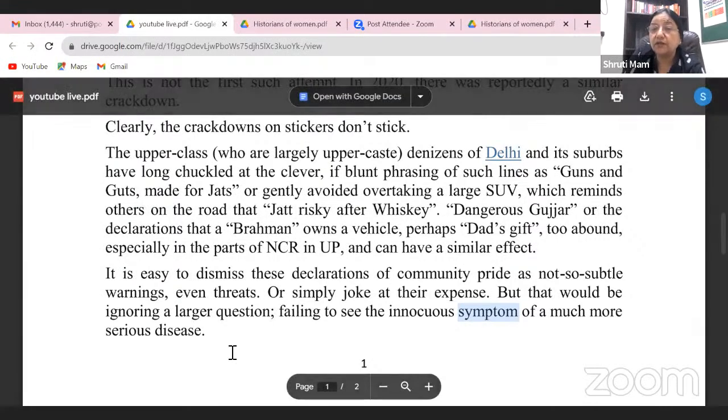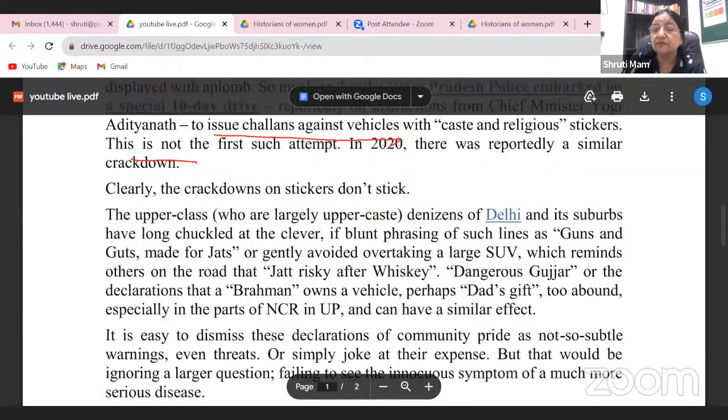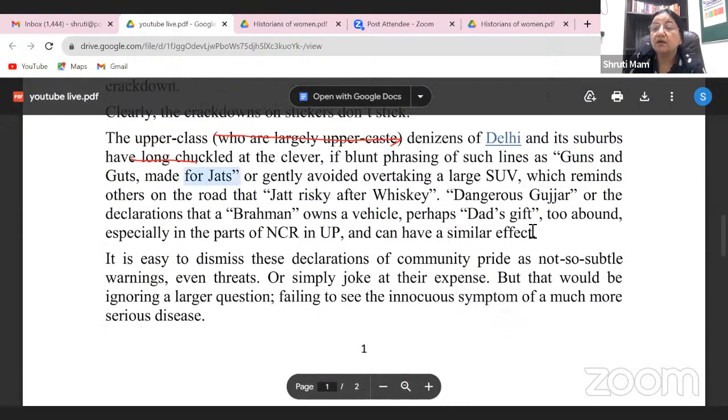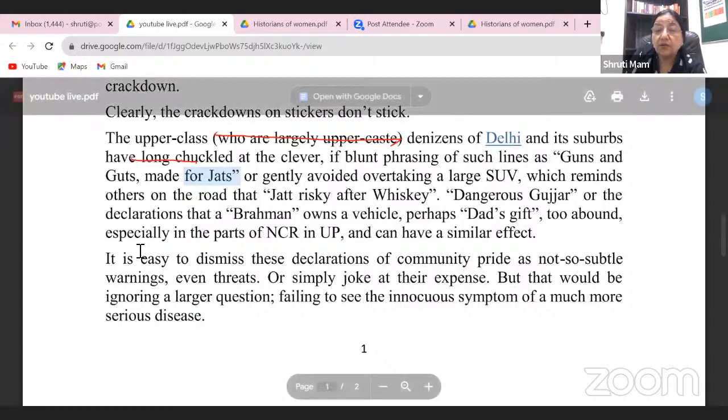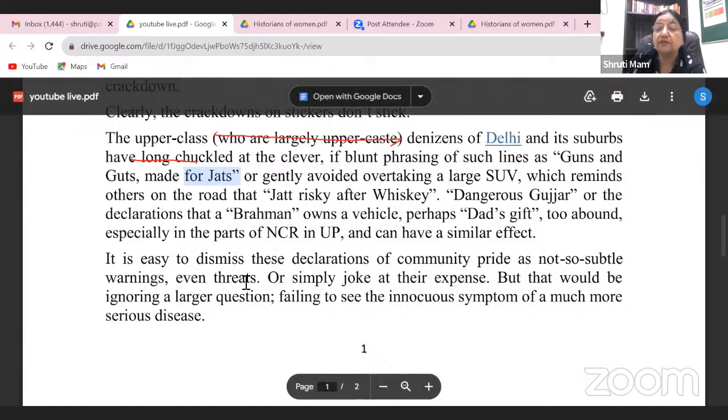Second thought, second conclusion that we work out. Look at first topic we worked out, that there are these challans, but these challans are not going to stick. Crackdown on stickers don't stick. Second paragraph, he says the upper class have long chuckled at the clever, if blunt phrasing. But now these are examples which remind others on the road that Jats abound, especially in parts of, and can have a similar effect. So now he says it's easy to dismiss these declarations of community pride as not so subtle warnings, even threats.